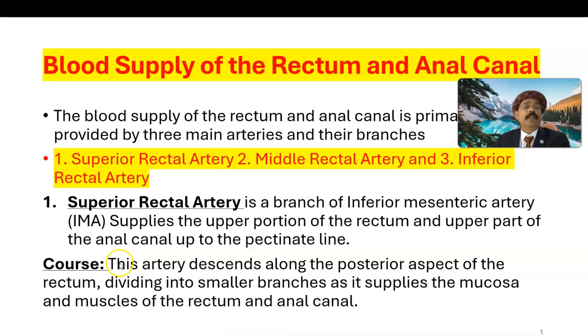Course of the superior rectal artery. This artery descends along the posterior aspect of the rectum, dividing into smaller branches as it supplies the mucosa and muscles of the rectum and anal canal.